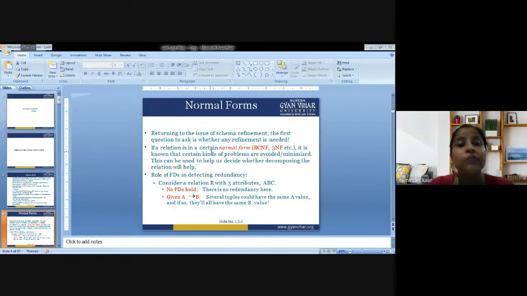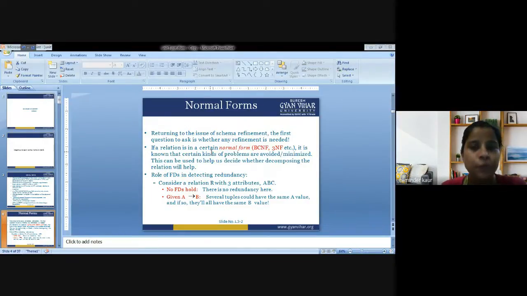Next, if A is deriving B, now functional dependency holds, obviously, because I am concerned with only two points: if it holds or if it does not hold. If it holds, then there could be redundancy, that might be the case. So what is the interpretation for the same? Several tuples could have the same A value. Now try to understand the term several tuples. Many tuples could be there.